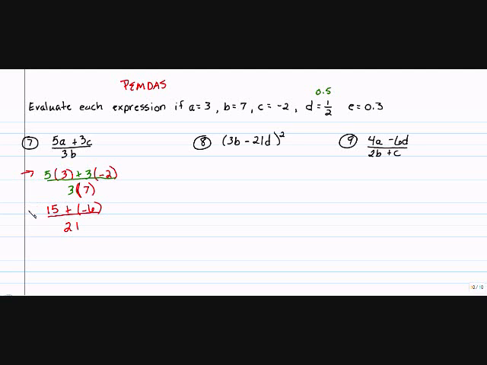Solving the numerator first. 15 plus -6, or 15 minus 6, is 9 over 21. I can reduce it by dividing both by 3. 9 divided by 3 is 3. 21 divided by 3 is 7. My answer is 3/7.